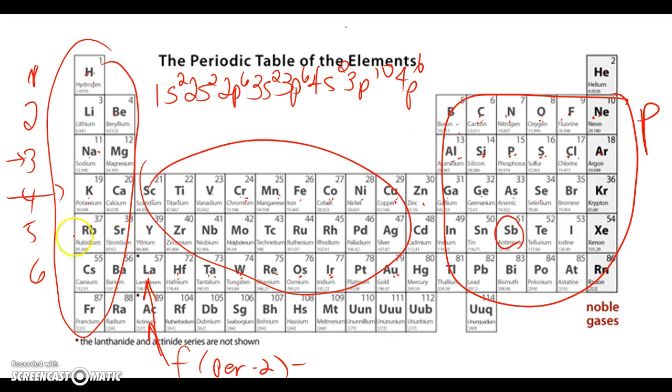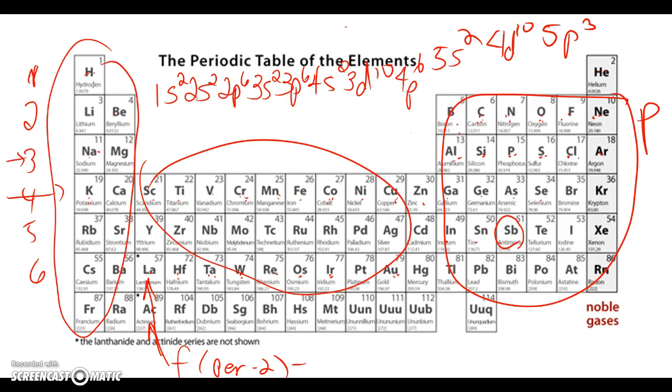Over here, 5s2. Whoops, I think I did something a p when it should be a d. This should be a d. Okay, 4d10. Now I'm into my 5p. 1, 2, 3. 5p3.